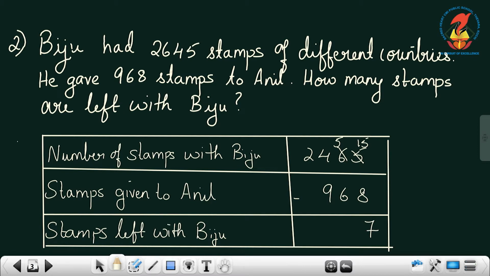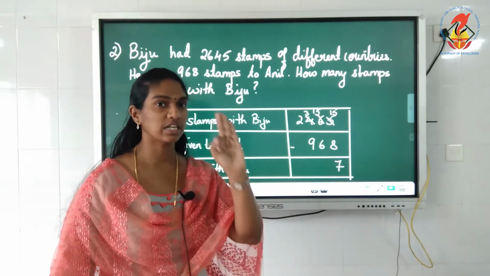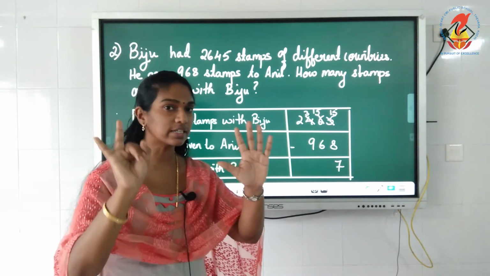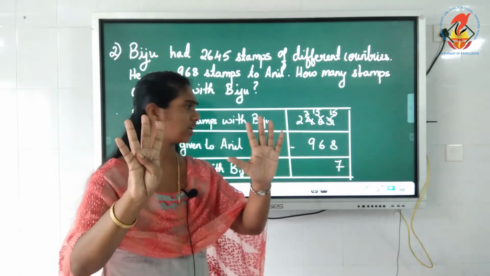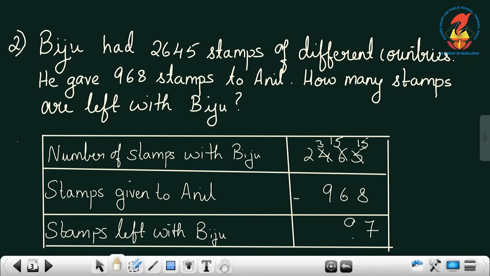Now 5 minus 6. Is it possible? No. Again it is not possible. So you borrow from 4. This becomes 3 and here it becomes 15. Now 15 minus 6. After 6, 7, 8, 9, 10, 11, 12, 13, 14, 15. How much? Yes, you get 9. So this is 9.